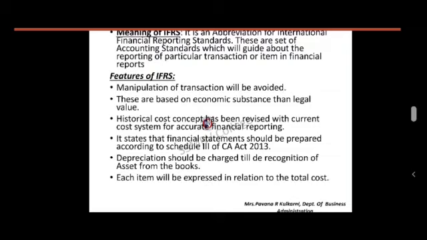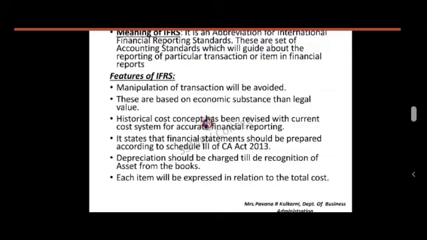Now let us discuss the characteristics or features of IFRS. IFRS has helped us to overcome manipulation of accounting. Manipulation of transactions used to happen earlier, but due to IFRS it has been avoided. These are based on economic value rather than legal value. Third feature states that the IFRS ignores the historical cost concept and concentrates on the current cost concept. When we follow the current cost concept, our financial statements will be accurate.